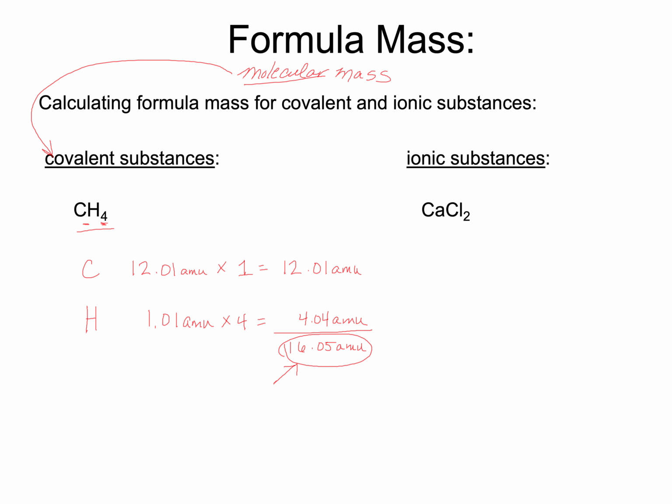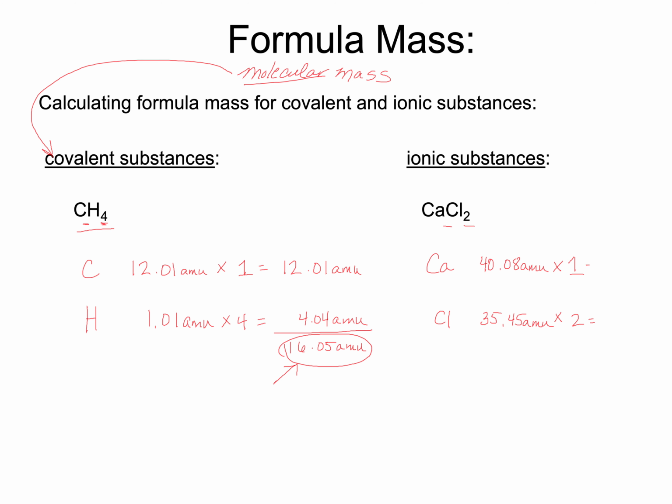So for ionic substances, again, it works the same way. We're going to write down each element type that is in the substance itself. We determine their average atomic mass unit from the periodic table. For calcium, this is 40.08 AMUs. For chlorine, this is 35.45 AMUs. And we will multiply each times the total number of each of those types of atoms in the compound. So for calcium, there is only 1. For chlorine, there are 2.